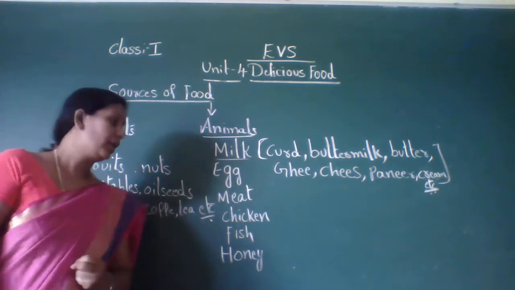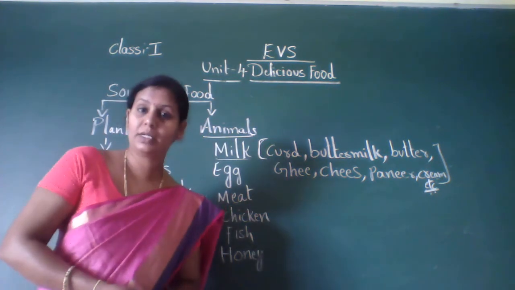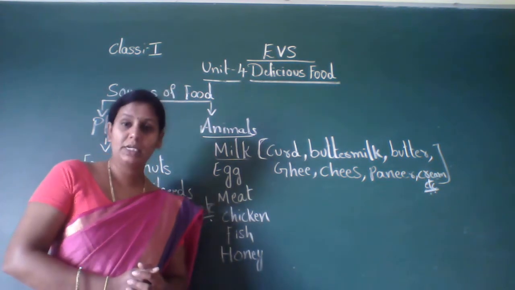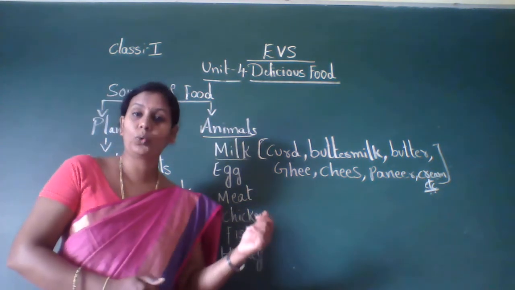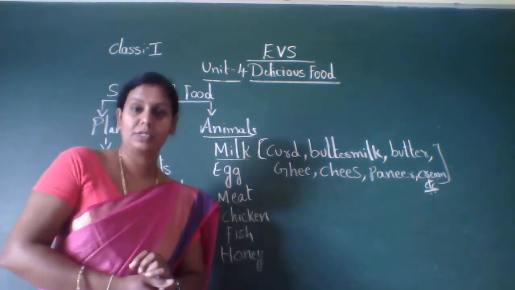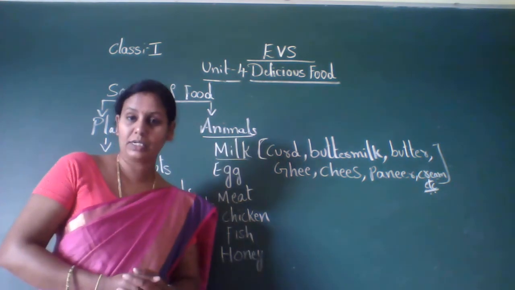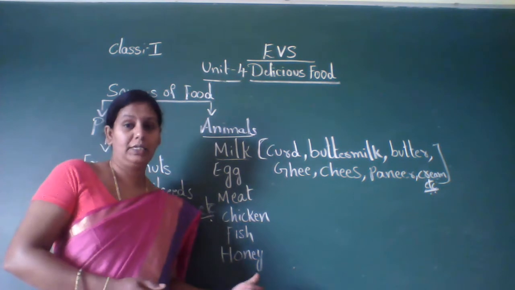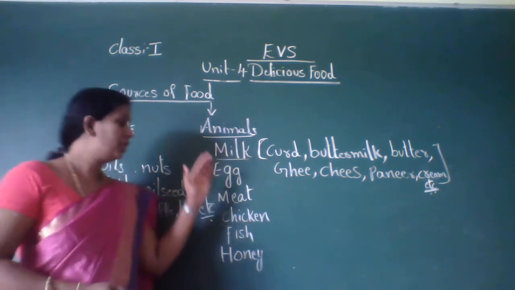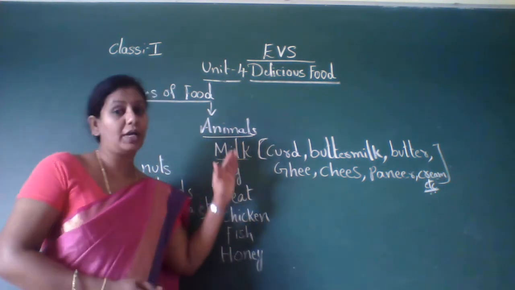Next, meat. We get meat from goat and sheep, isn't it? Then chicken from hens we use, isn't it? Then fish we also eat, isn't it? Then honey we get from honey bees. So these are the food items which we get from animals. What are the food items we get from animals?